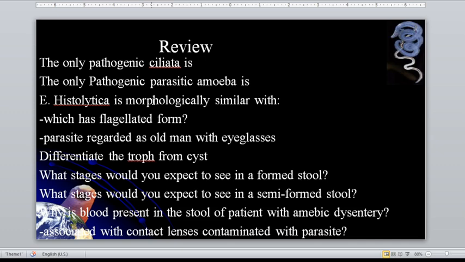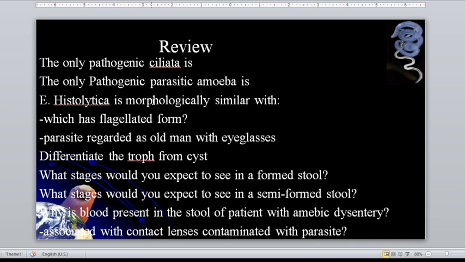Entamoeba histolytica is morphologically similar with dispar, and even Hartmanni, but the Hartmanni is smaller in size. The one which has the flagellated form is Naegleria fowleri. The parasite regarded as the old man with eyeglasses is Giardia lamblia. Just think of guards, which start with the letter G, most of whom wear eyeglasses.